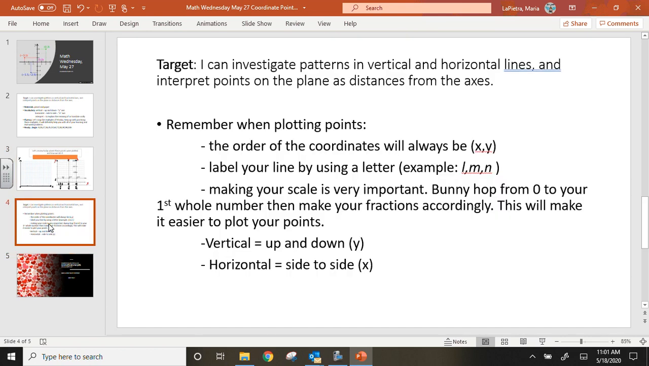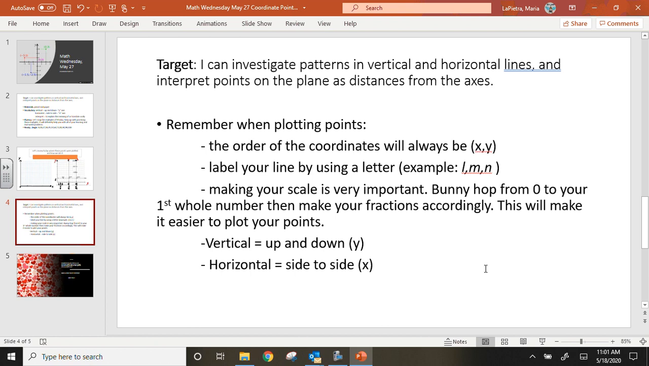Okay, so our target, we looked at these patterns on these vertical and horizontal lines. We found two that were parallel to each other, and we found some perpendicular lines as well. Remember, the order of the coordinates will always be x, y. We labeled our lines. For example, we used L, M, and N.